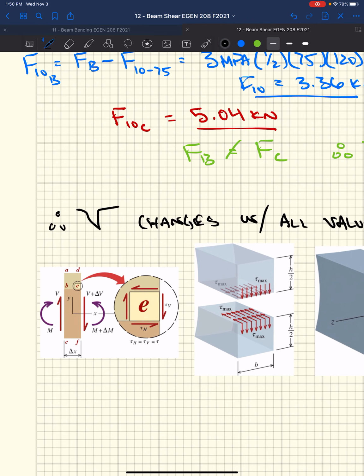And if you remember, when we looked at our stress blocks, we figured out that tau xy is tau yx because of equilibrium. So we just calculated what the shear force was on a horizontal plane in our cross section. Well, if you were to cut that beam right on the edge, we're also going to have a vertical shear at that same location in order to maintain equilibrium, right?